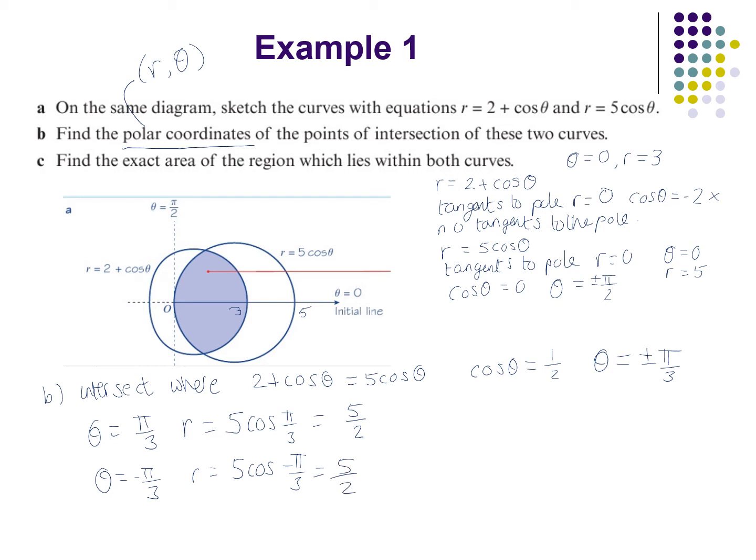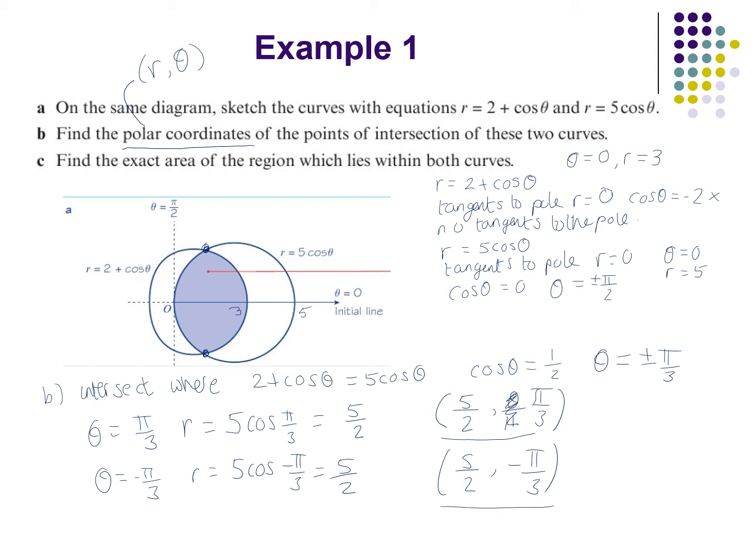Remember, the question asked you for polar coordinates, so if you don't state them as (r, theta) like this, they'll take some marks off you. So that's my first one, and that's my second one. So that's my answers for those. We now know what these points of intersection are, and we're going to use those in a minute to find the area of the region which lies between the curves. So that's part A and B done.